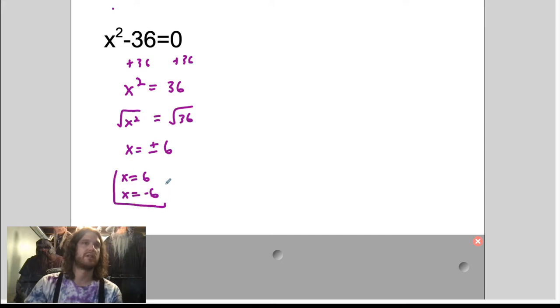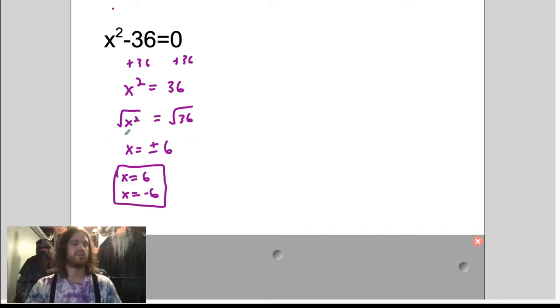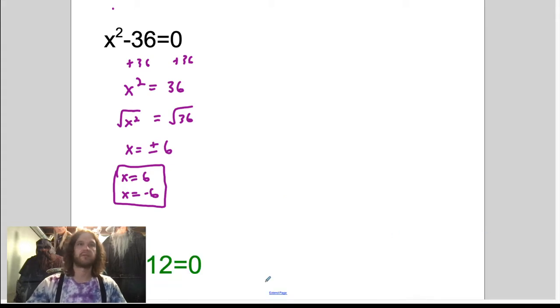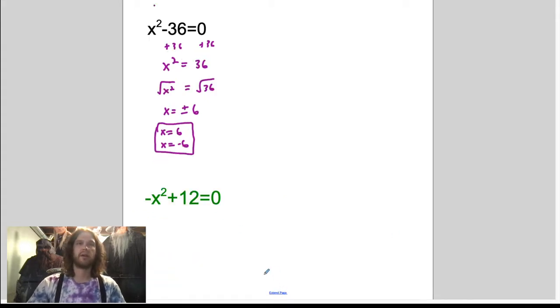I'd like you to write them like this so that you really understand you have 2 solutions. This is just a shortcut way to write 2. Many people don't understand that this is actually 2 solutions and not 1. So please write them the way I've written them in the box here. Okay, in green, we have a couple ways that we can talk about solving this.